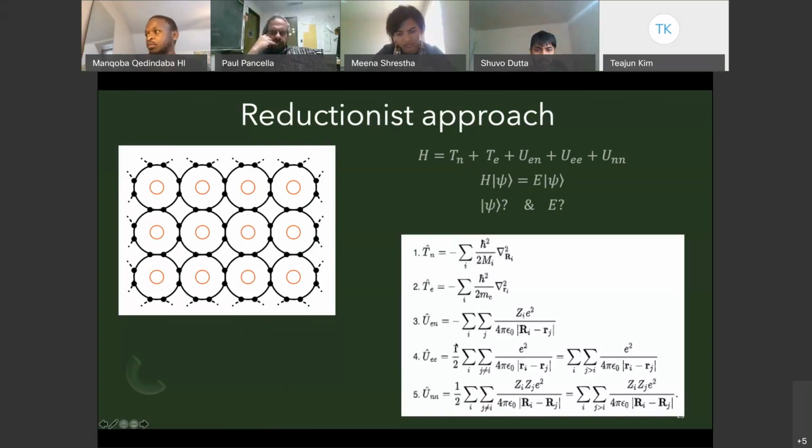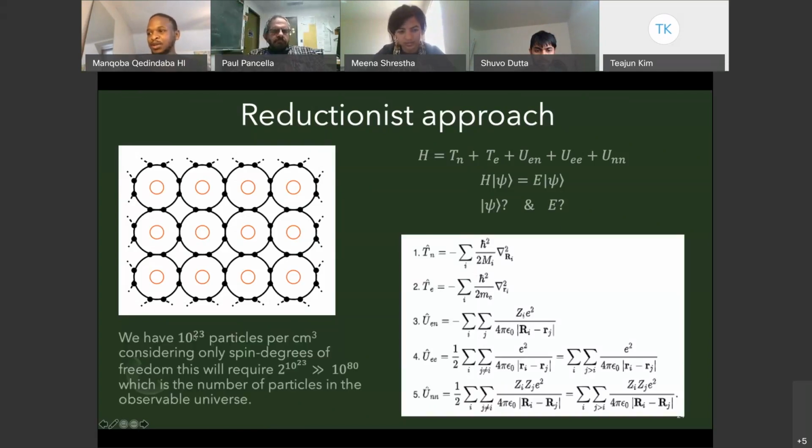And so the problem is, can you calculate the wave function psi and E from here? And the answer is no. Why? Because there are like 10 to the power 23 particles within a centimeter cubed of volume. If you consider only the spin degrees of freedom, this is 2 to the power 10 to the power 23. It's a huge number, greater than all the particles we have in the observable universe.